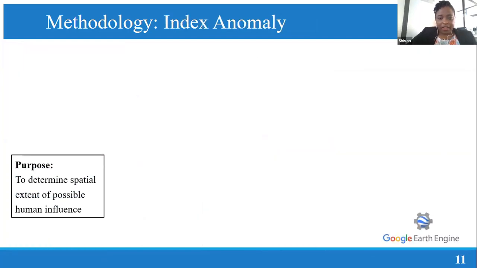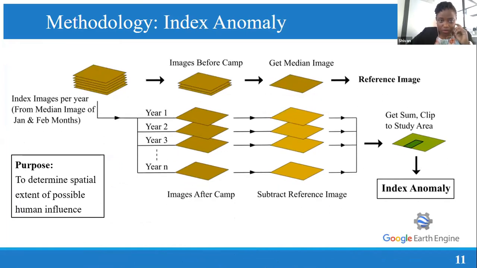The last method step that I had to do was to compute the index anomaly, and this helps to determine the spatial extent of possible human influence. This was also done in the Google Earth Engine platform. And I got index images per year, which is the median image for the January and February months. I got images before the camp, got their median image, and that was my reference image. Then for each of the years after the camp was established, I subtract this reference image, clip to the study area, and that gives the index anomaly, which is the deviation of the index from conditions before the camp was established.